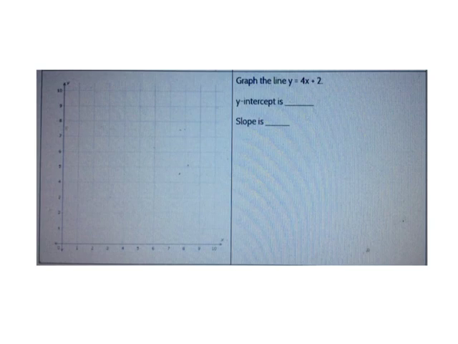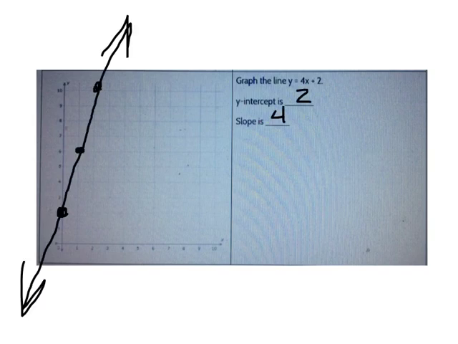Now try one more. Graph the line y equals 4x plus 2. Go ahead and identify the y-intercept and the slope, and then graph the line. The y-intercept is 2, and the slope is 4. So from the point 0, 2, I can go up 4 and over 1.